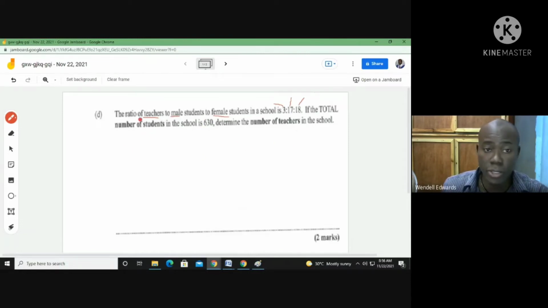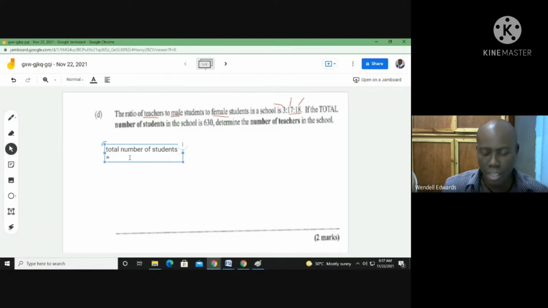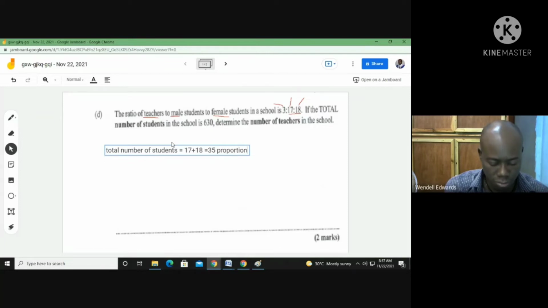So when we're talking about the total number of students, we're looking at this part here, 17 and 18. So the ratio for that is going to equal the 17 plus 18, and that is going to lead us to 35. So the total number of students, we're talking about the total proportional parts that's allotted to students, is 35 proportional parts. So we have 35 proportional parts for students.